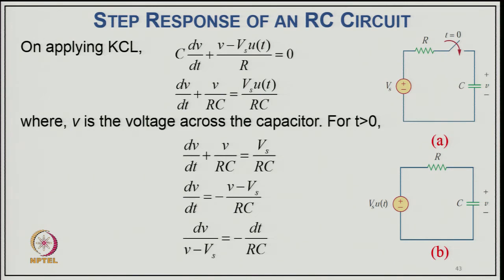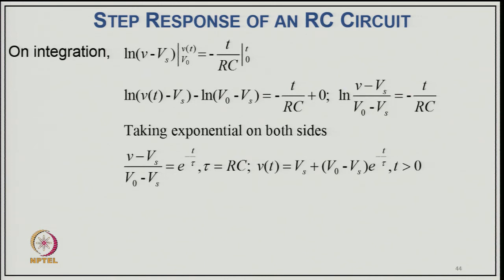For t greater than 0, u(t) has become 1. So, it becomes dV upon dt plus V upon RC equal to Vs upon RC, from which we can define dV upon dt equal to minus (V minus Vs) upon RC, or dV upon (V minus Vs) equal to dt upon RC, which we can integrate. So, we can find the response: ln(V minus Vs) from V0 to V(t), equal to minus t upon RC from 0 to t.